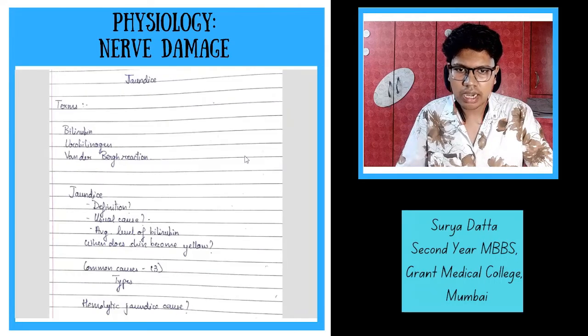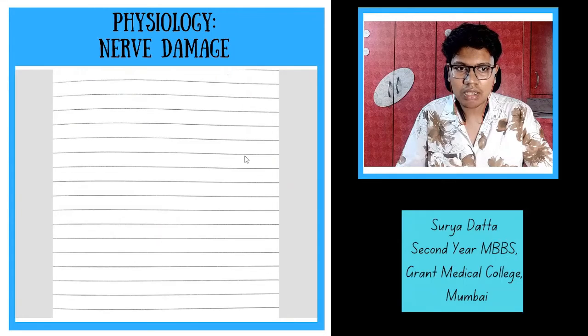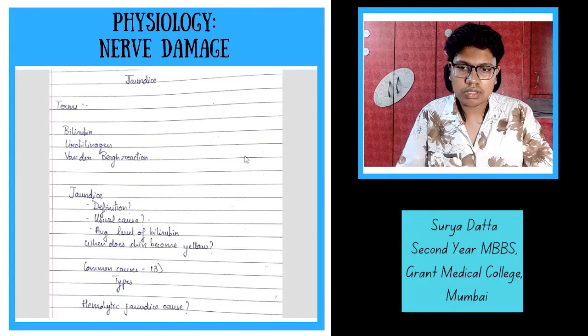So this is the idea behind jaundice. Now there are various different types of jaundice like neonatal jaundice, physiological jaundice, and even respiratory jaundice. There's a lot of different types. I'm not going into the pathology, but if you want, I can make a video on it.